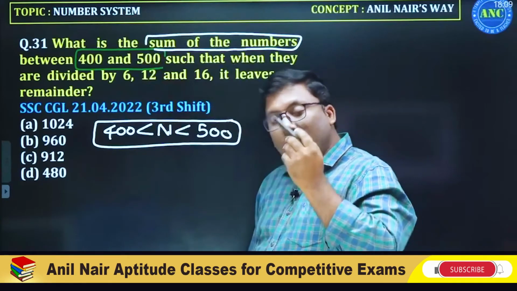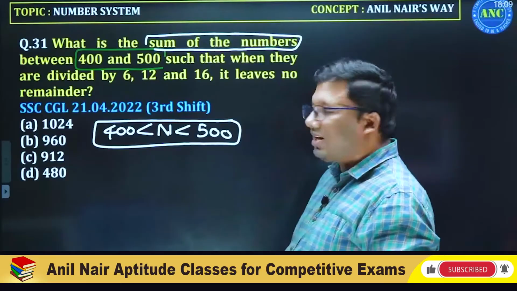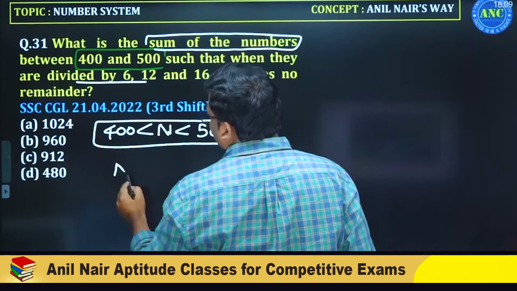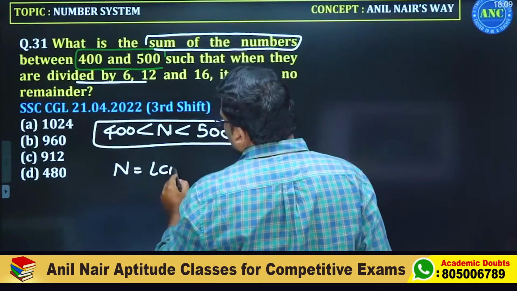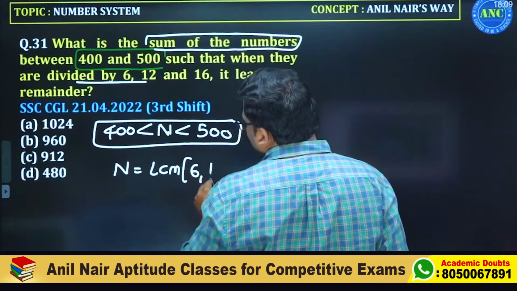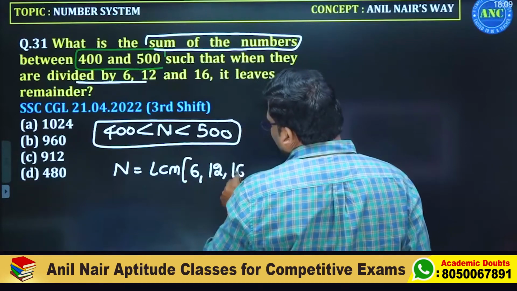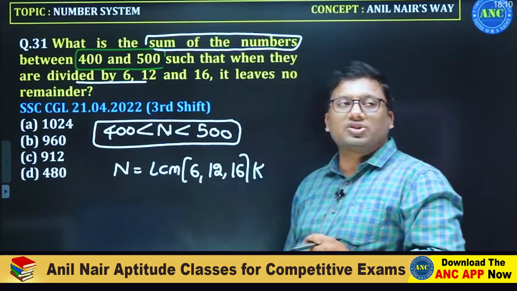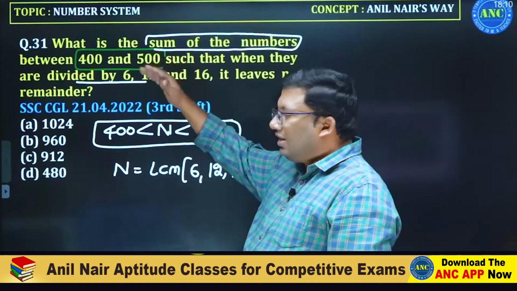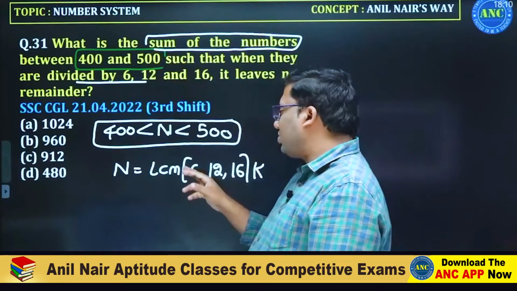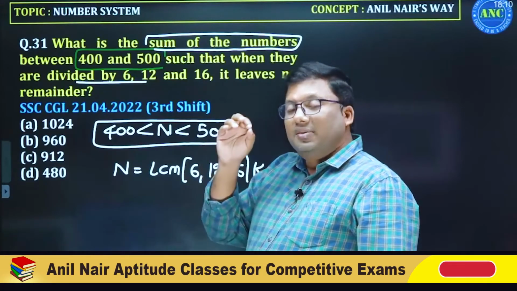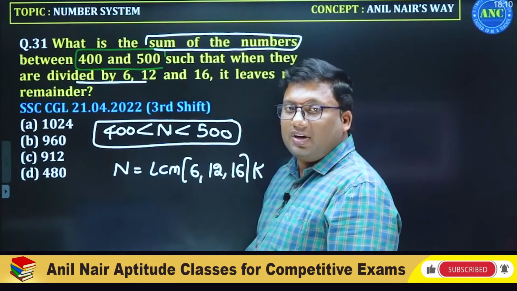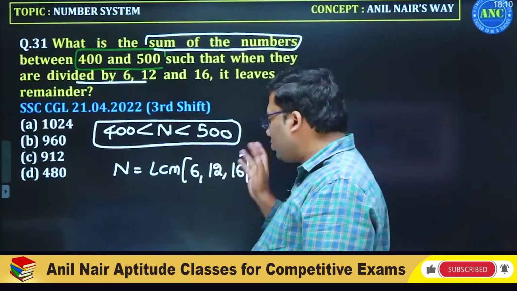What is the lowest value of n that will satisfy the condition? What is the condition? n is getting divided by 6, 12 and 16 and it leaves no remainder. That means n is perfectly divisible by 6, 12 and 16. The number which is divisible by 6, 12 and 16 is the LCM of 6, 12, 16. It leaves no remainder, so it is 0.